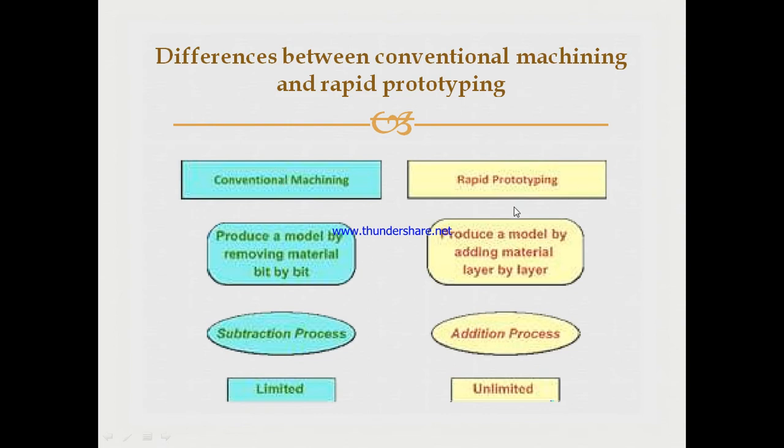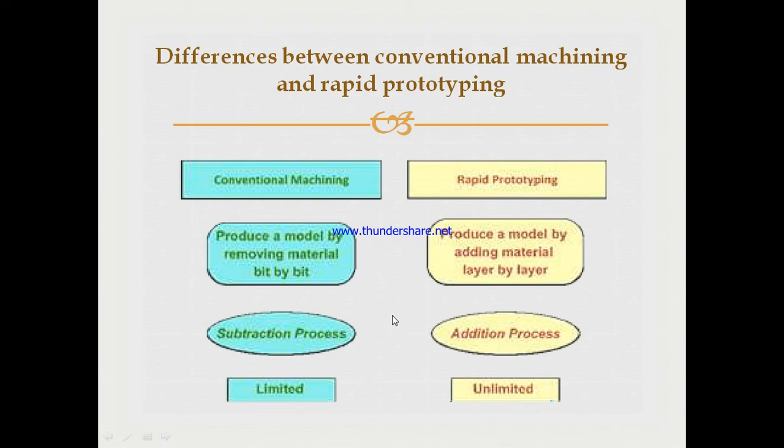But in case of rapid prototyping, there is no need to remove material from the actual material, because at the initial stage there is no raw material. In case of rapid prototyping, we have only a CAD design, and hence by adding layer by layer we can manufacture a final product. So conventional machining is a material removal process, or what we call a subtraction process, and rapid prototyping is a layer by layer, that is, material addition process.